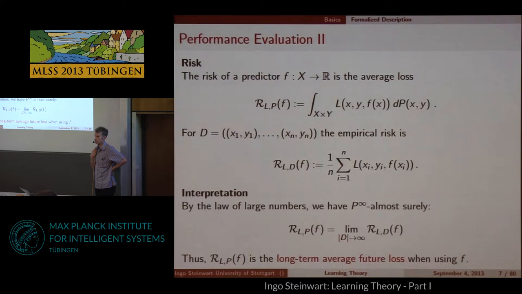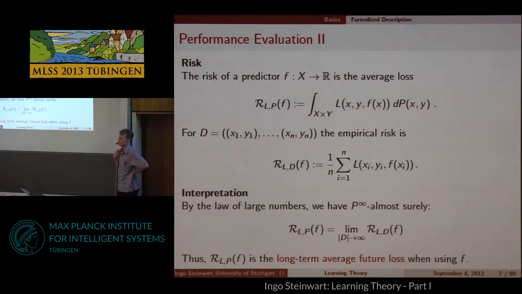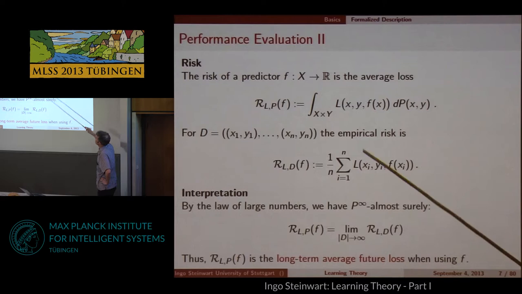Why can't we compute this quantity? Well, there's one unknown in it, p. p is unknown to us, and without knowing p, we have no way of computing R_L,P of f. But nonetheless, we want to make it small. This is basically the source of the difficulty of learning. So this is the average loss of a predictor.